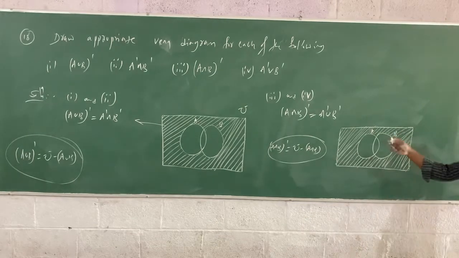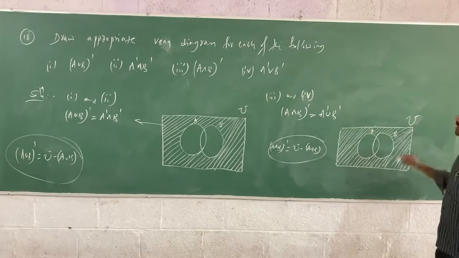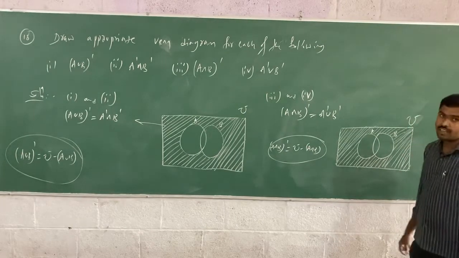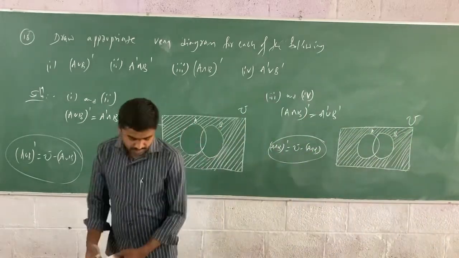This shaded portion indicates the complement of A intersection B, and this is the same as complement of A union complement of B. So this is the universal set. So these are the appropriate Venn diagrams for each of the following. De Morgan's laws again. Appropriate Venn diagrams are very important. Okay? Right. Next one.